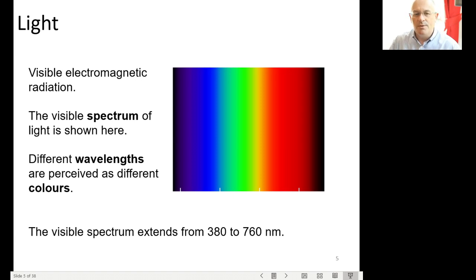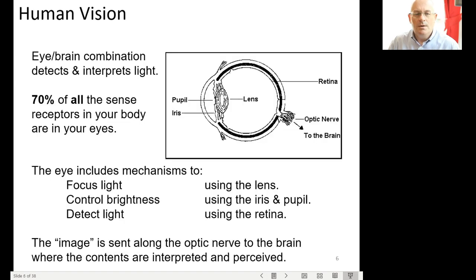You'll probably be very familiar with this, but this is just the beginnings of a discussion about light. So light's visible electromagnetic radiation. It's part of a whole spectrum of electromagnetic radiation, going from infrared on one side to radio waves on the other side. There's a whole range of wavelengths. And the visible spectrum is quite a small part of that, but the eyes are designed to detect this in a range from about 380 to 760 nanometers. So that's very, very small wavelengths.